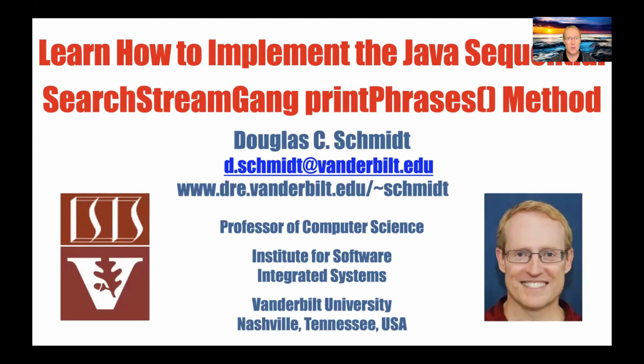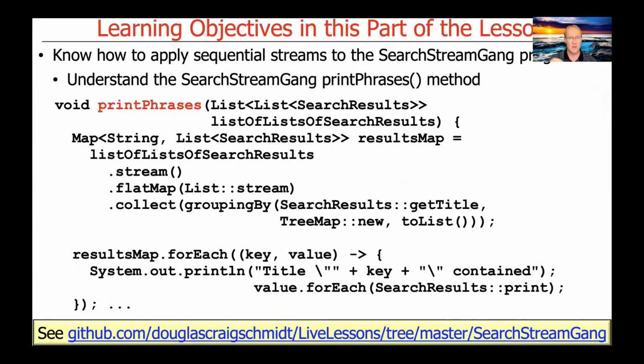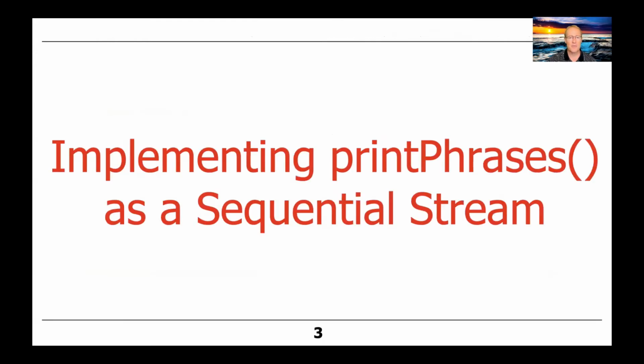So now that we've visualized the print phrases method, let's do a deep dive into its implementation, which doesn't look a whole heck of a lot different from its visualization, but it's important to know that there's more to it than just the pictures. So here's the source code. You can find this in the SearchStreamGang abstract class, which is the root of all the implementation strategies in the code in my GitHub repository.